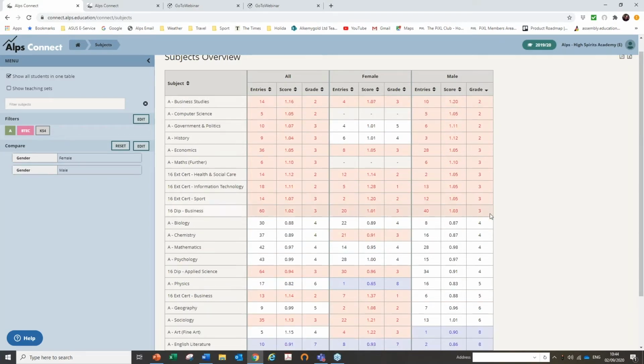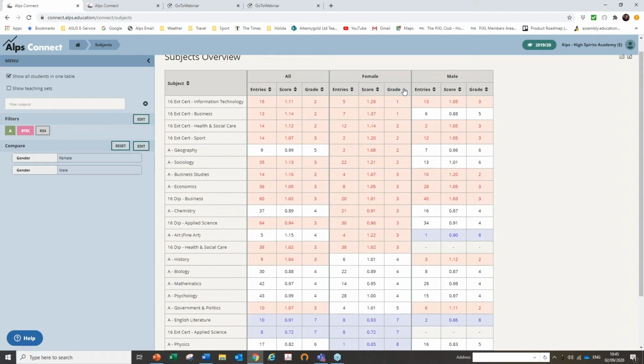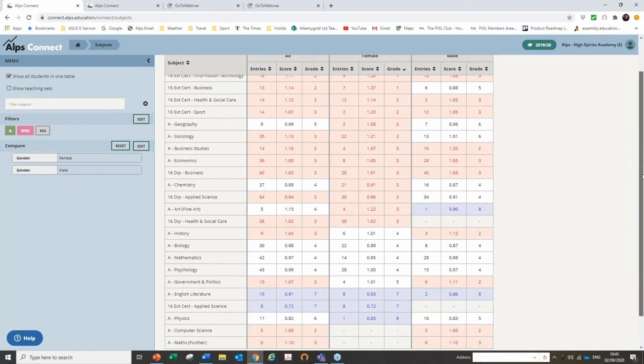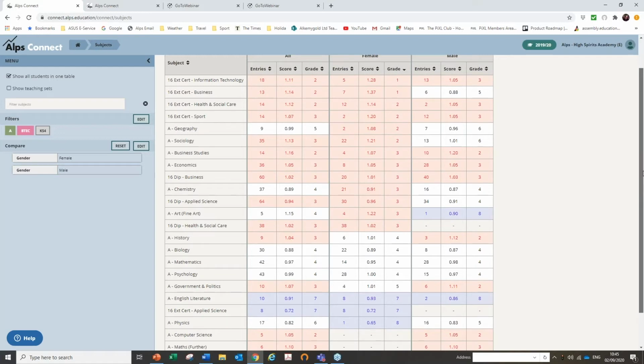You can see the boys have done very, very well in many, many subjects. Sort by female grade, and so are they. So actually, in general, I'm looking at a very, very positive picture. But one subject is now standing out to me, and it's sociology.